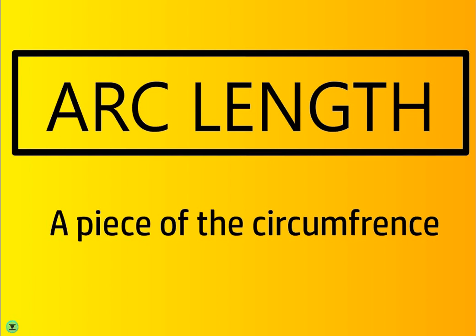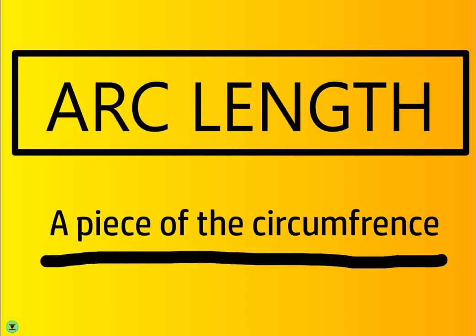So imagine every circle has a circumference, and arc length is just a piece of that, a fraction of that, okay? So for example, if you had a circumference of, say, 30 feet, half of that would be 15, right? It'd be a semicircle. That's an arc length, okay? That's all arc length means. It's a piece of the circumference of a circle.